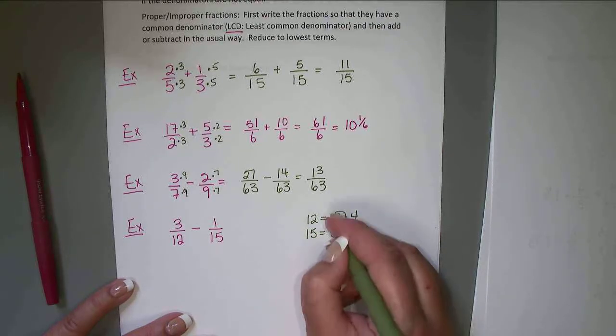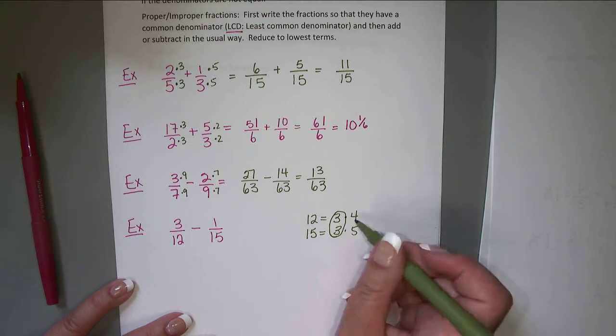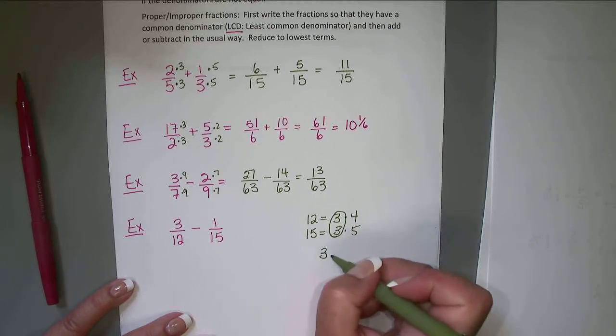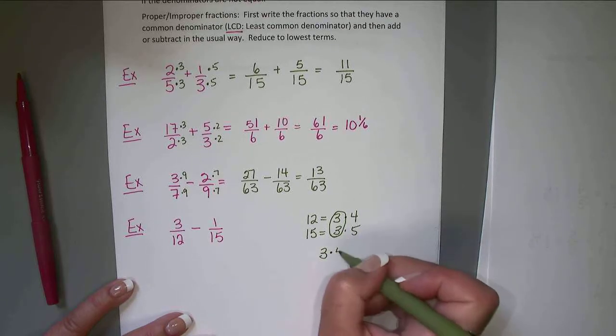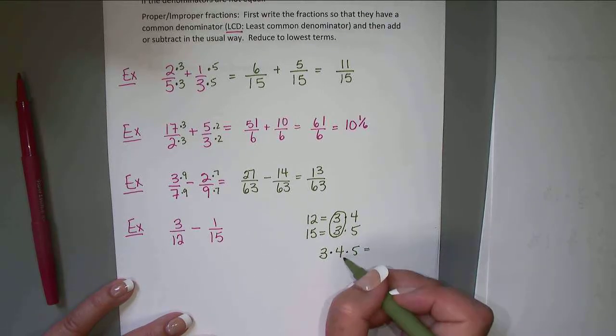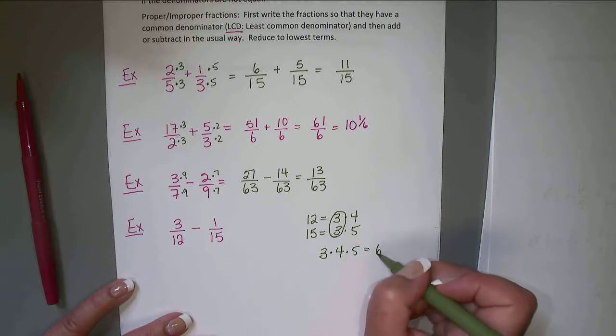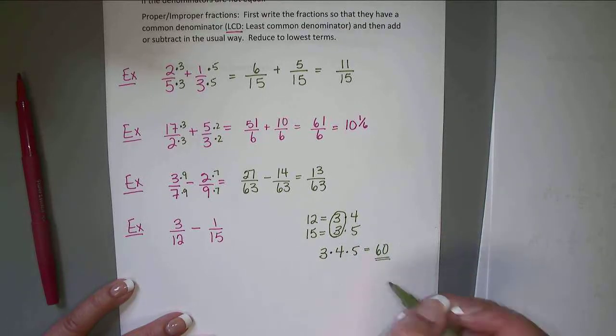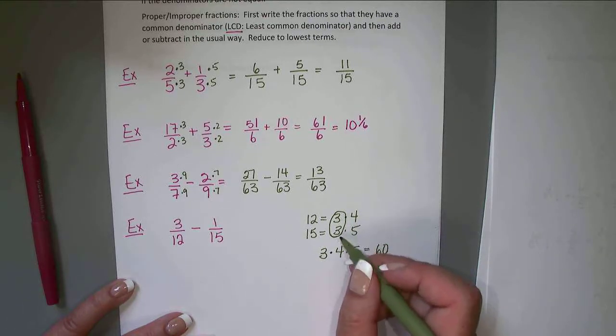So they already have a 3 in common. So they have a 3 in common already, and they need a 4, and they need a 5. So 3 times 4 is 12. 12 times 5 is 60. So 60 would be the common denominator. We don't put the 3 in twice.